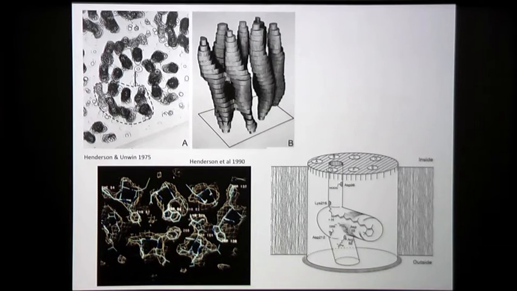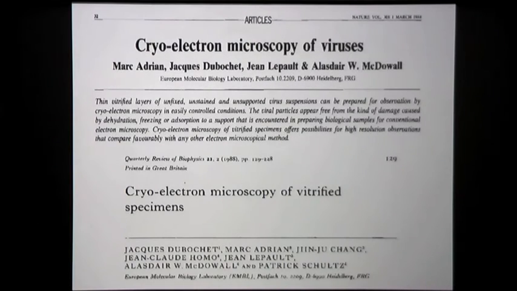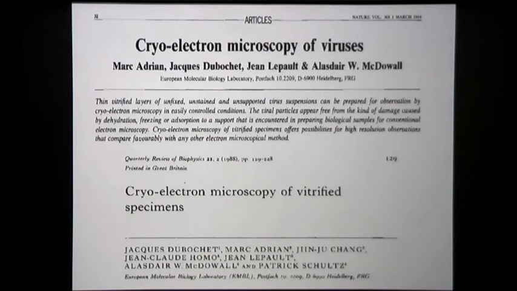So that was fine and good for two-dimensional crystals, but lots of specimens don't conveniently come as, or can't be converted into, two-dimensional crystals. And the next preparative breakthrough in electron microscopy was by Jacques Dubochet and his colleagues in Heidelberg in the mid-1980s. Marc Adrien particularly, who sadly died just a few months ago.